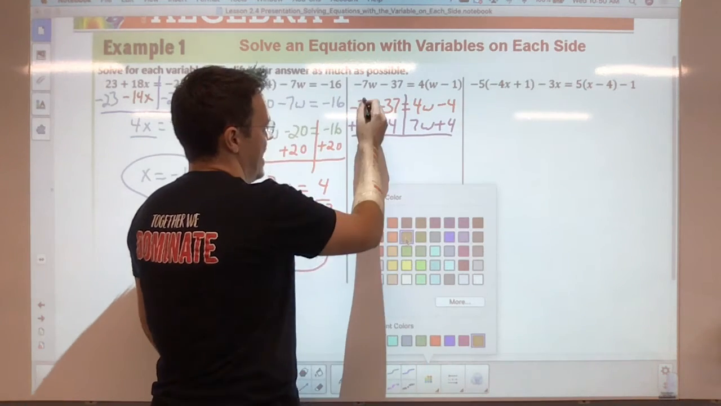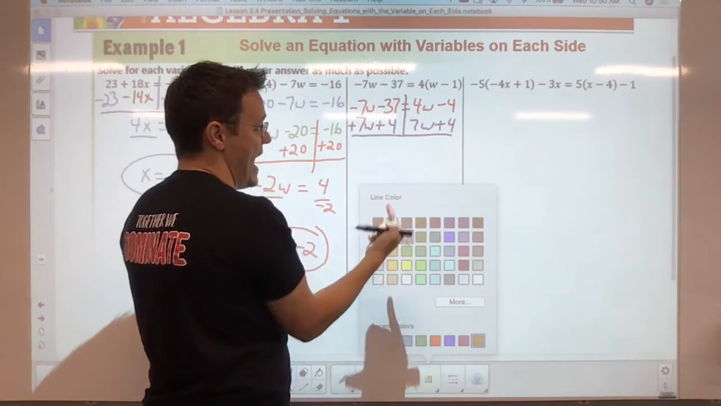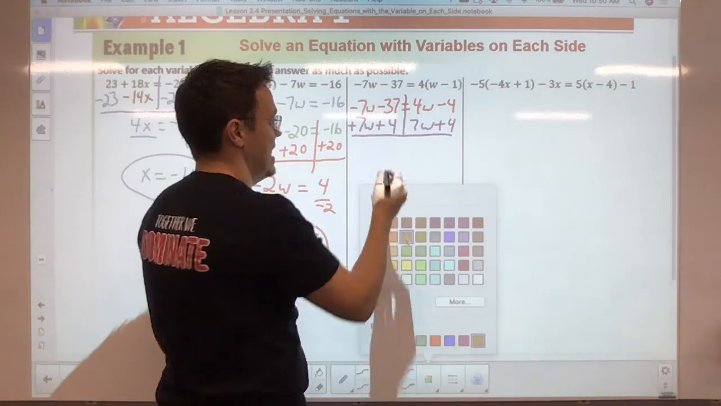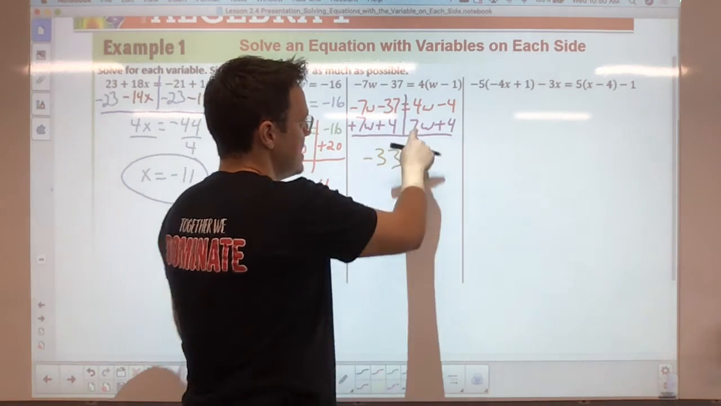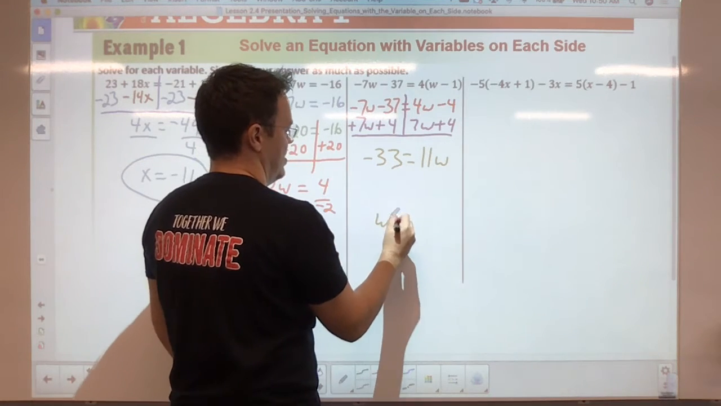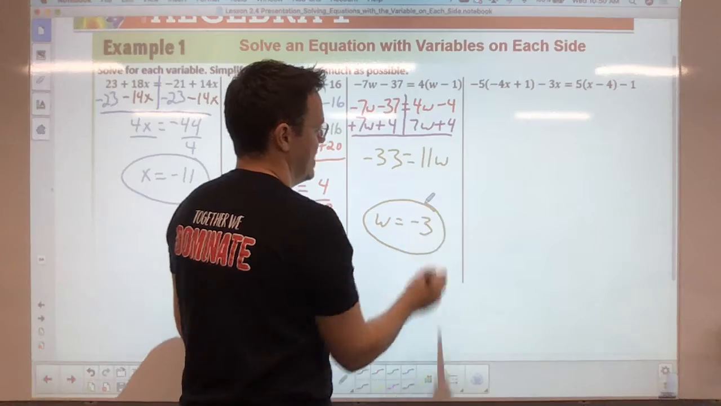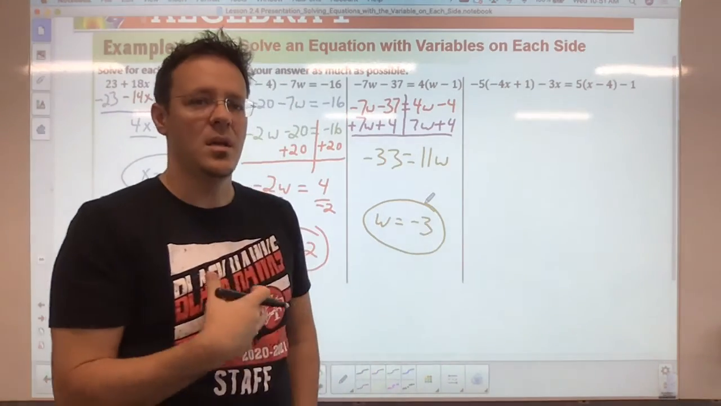Okay, now you do your math. That cancels out. Negative 37, you add 4, so you get negative 33 equals 7 and 4 is 11w. Then divide, simple like that, right? Okay, the last one here is a bigger one, but it's okay.